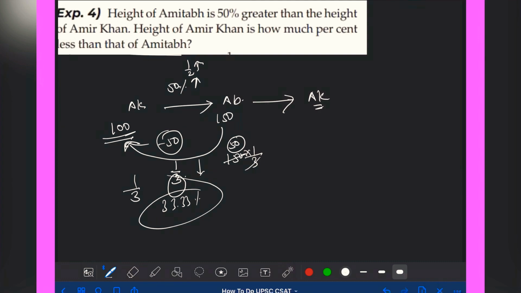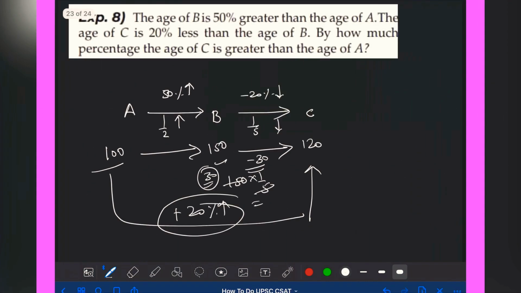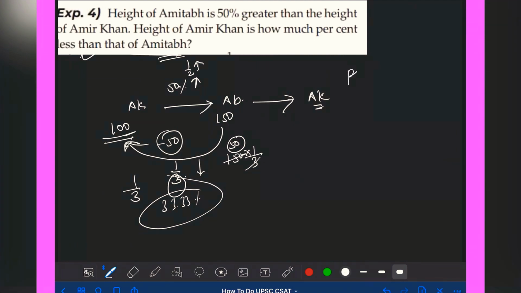So the height of Amir Khan is 33.33% less than that of Amitabh Bachchan. This is percentage, and that is why this percentage is a very scoring area, and you will easily find 1-2 questions here and there. All these things are linked. So this is about percentage.